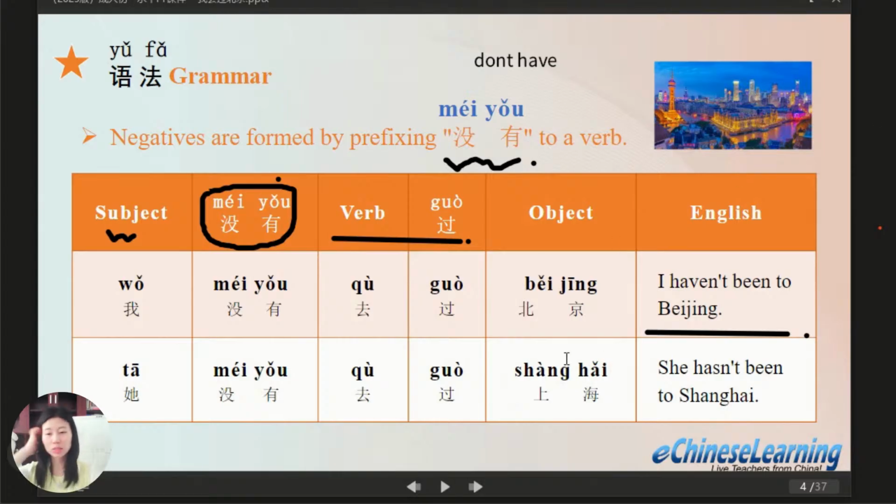The next one is "she hasn't been to Shanghai." You can see here this is also 她.